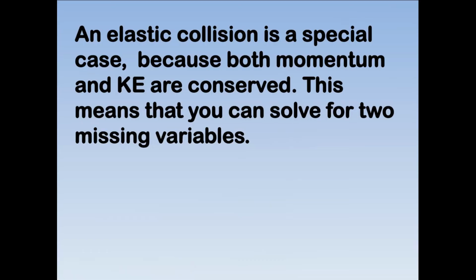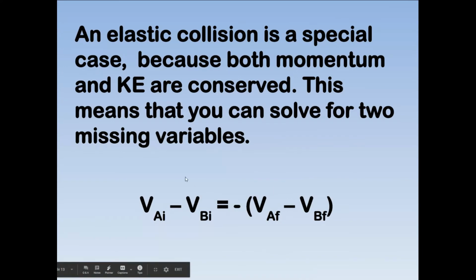The other rule has to do with elastic collisions. An elastic collision is a special case because both momentum and kinetic energy are conserved. This means that you can solve for two missing variables. So I'm going to skip the derivation because it's long and boring, but it really comes down to this. And this is a single axis situation. Basically what this is saying is the combined velocity at which the two objects are moving toward each other after the hit equals the combined velocity of the two objects moving away from each other.